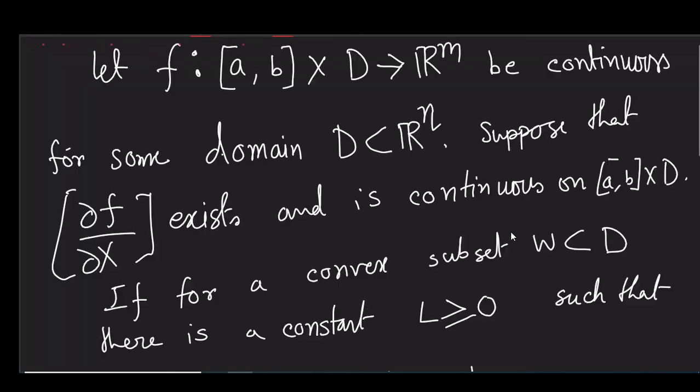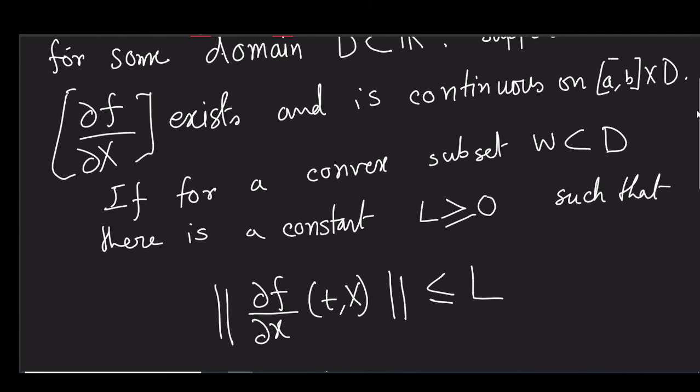So let us quickly look at the statement of that problem. f is a vector function. It acts on a domain R cross Rn and maps it to Rm. So what we have is a claim that del f del x exists and is continuous on this entire domain of definition.